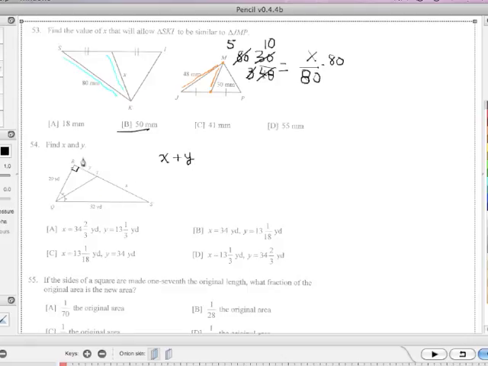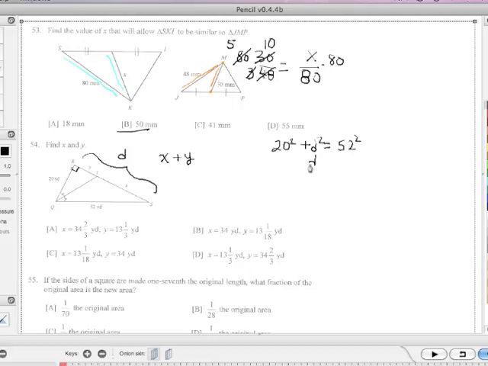Let's do this the long way. Let's say this is d. Stepping back, we know that 20 squared plus d squared is 52 squared. So let me write that down: 20 squared plus d squared, that's the Pythagorean theorem, is equal to 52 squared.